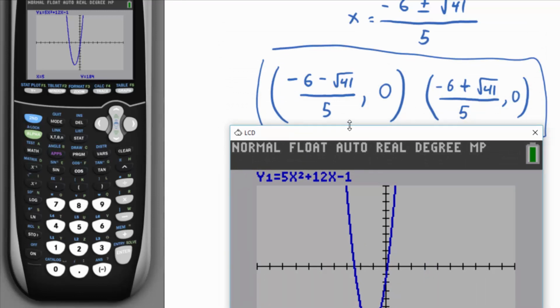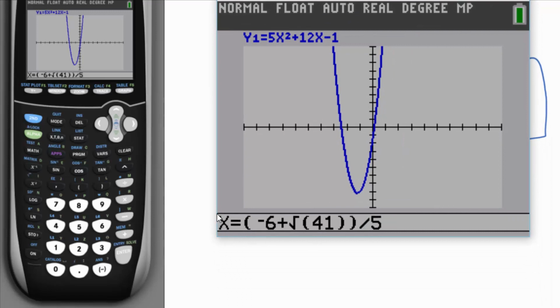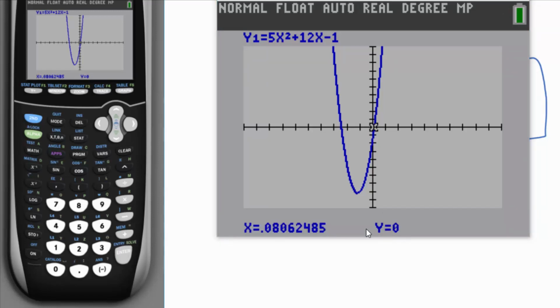I'm going to plug in negative 6 plus root 41 over 5, and I better get something really close to 0, or hopefully 0 itself, or close enough that the calculator doesn't know the difference. So I'm going to plug in, in parentheses, negative 6 plus root 41, close parenthesis around the 41, close it around the numerator, divided by 5. So that's what I'm plugging in for x. And then when I hit enter, if I'm right, the cursor should go to the right-hand x-intercept. So I hit enter. I do get y equals 0, so that tells me I'm right.